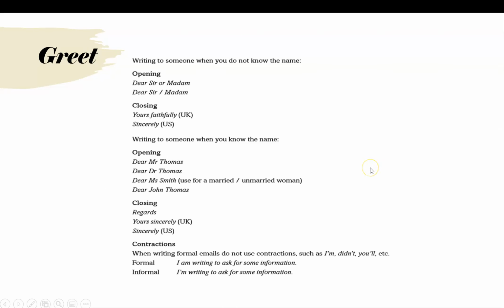Right? So first and foremost, the greeting. When you write to someone and you do not know the name, because normally when we write this email applying for a job, we do not know who is going to read our emails, so when we do not have a specific addressee, we just use dear sir or madam. Okay, so this is the proper way to write when you do not know the person's name. When you close, you also close courteously with yours faithfully, for example.